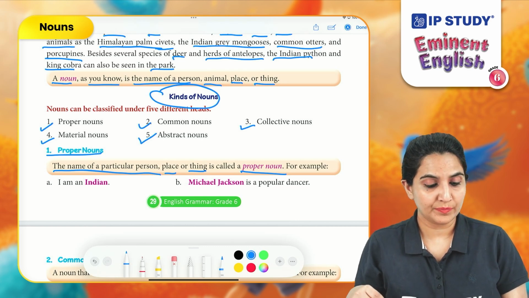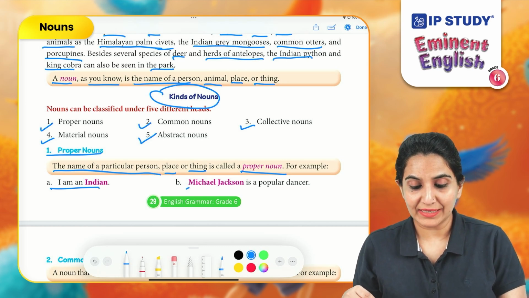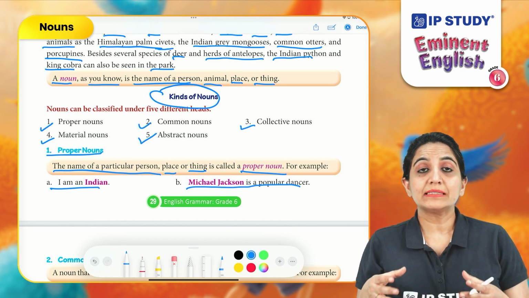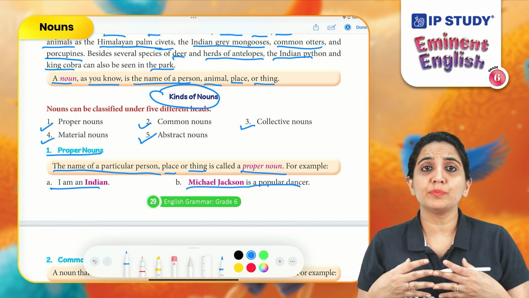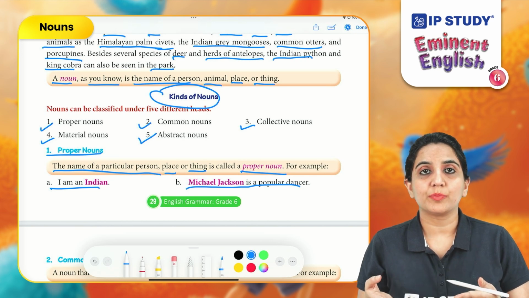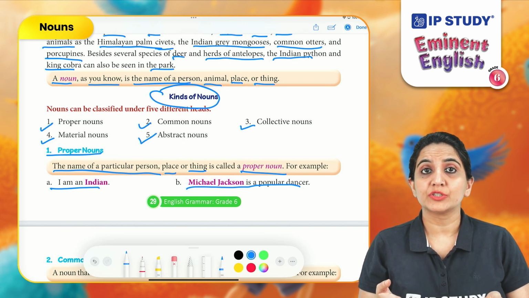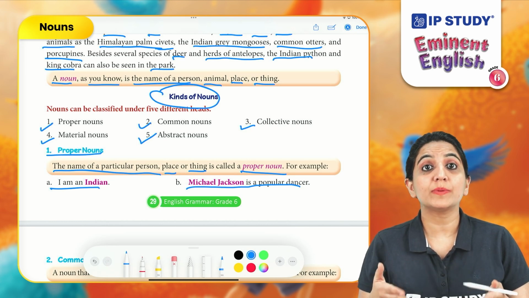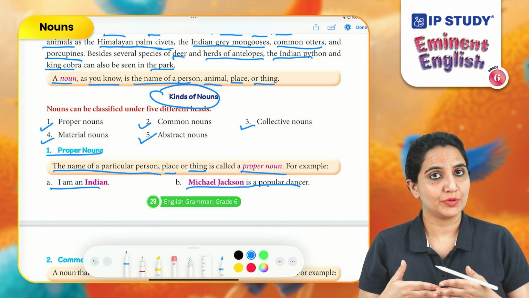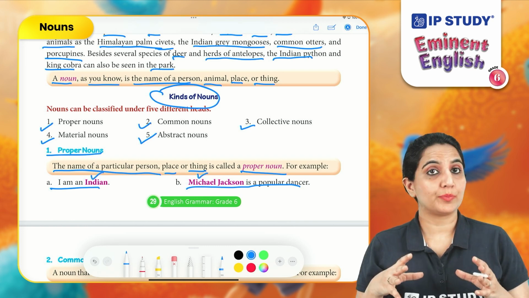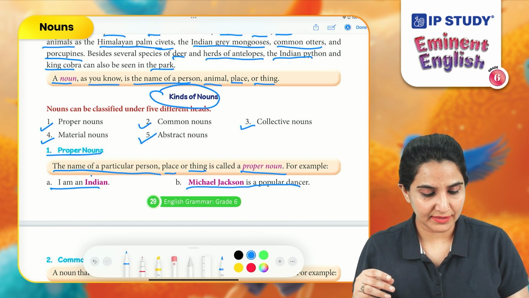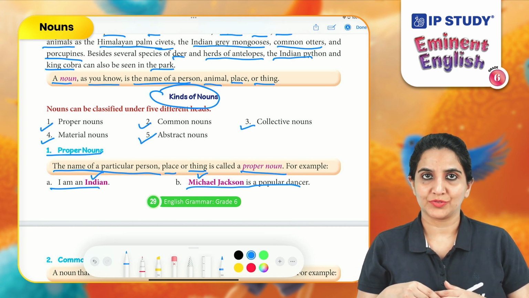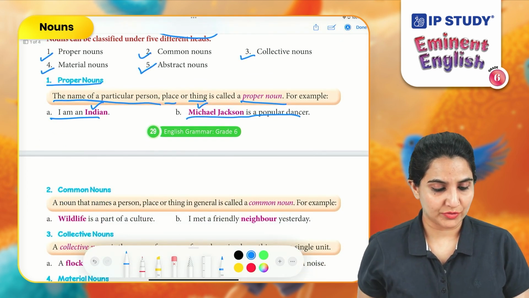For example, I am an Indian. Michael Jackson is a popular dancer. So, the naming word that we give to a particular person is called a proper noun. To a particular language is called a proper noun. To a particular animal is called a proper noun. To a particular place, it's called a proper noun. To a particular citizenship is called a proper noun. Like Indian and Michael Jackson. These are proper nouns.